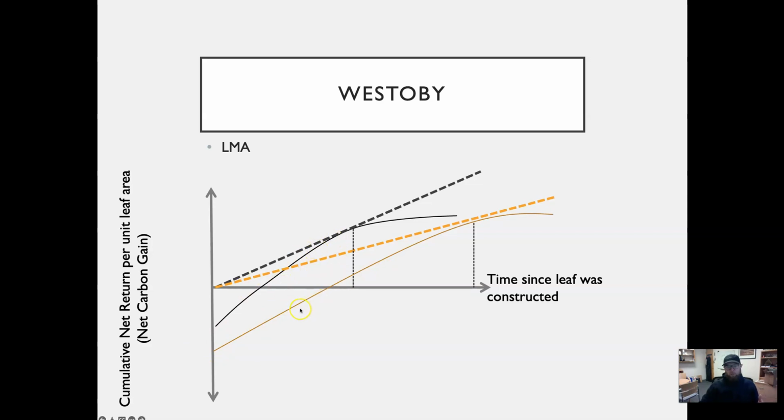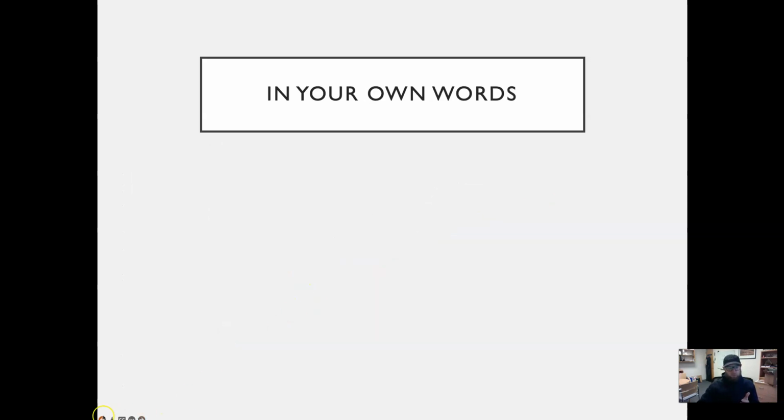And what this is representing is the fact that plants with high LMA tend to have lower photosynthetic rates. So it's still paying back its carbon to the plant, but it's doing it at a slower rate than this leaf with low LMA. So what that means is it takes longer for it to cross that y-intercept and pay back all its carbon. But remember, a leaf with higher LMA tends to be tougher and have greater wear and tear, and so it stays on the tree longer.